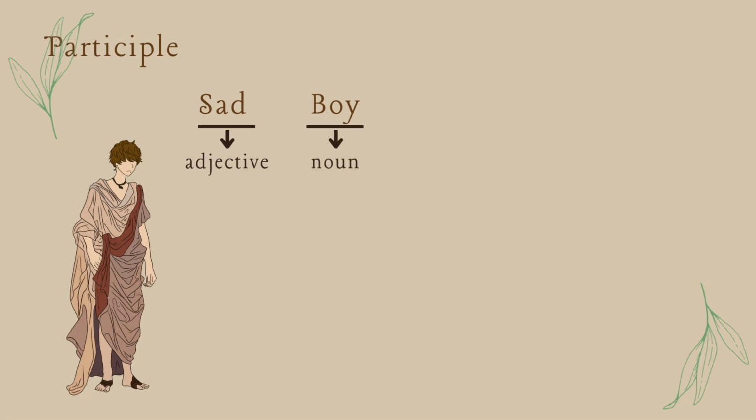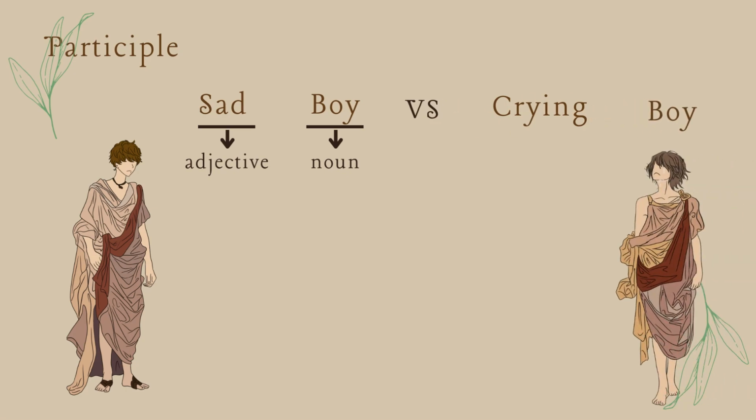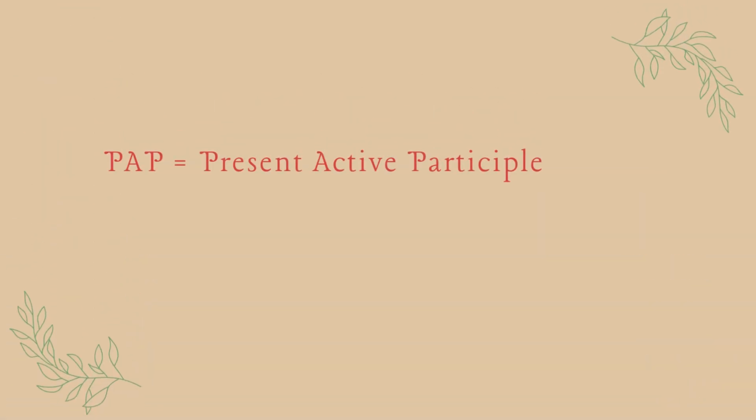Now, compare it to the sentence, "the crying boy." The word crying is also an adjective as it describes a noun. However, as it comes from the verb cry, you can see that it's actually a participle. Now that you understand what a participle is, let me introduce you to the different forms a participle can take.